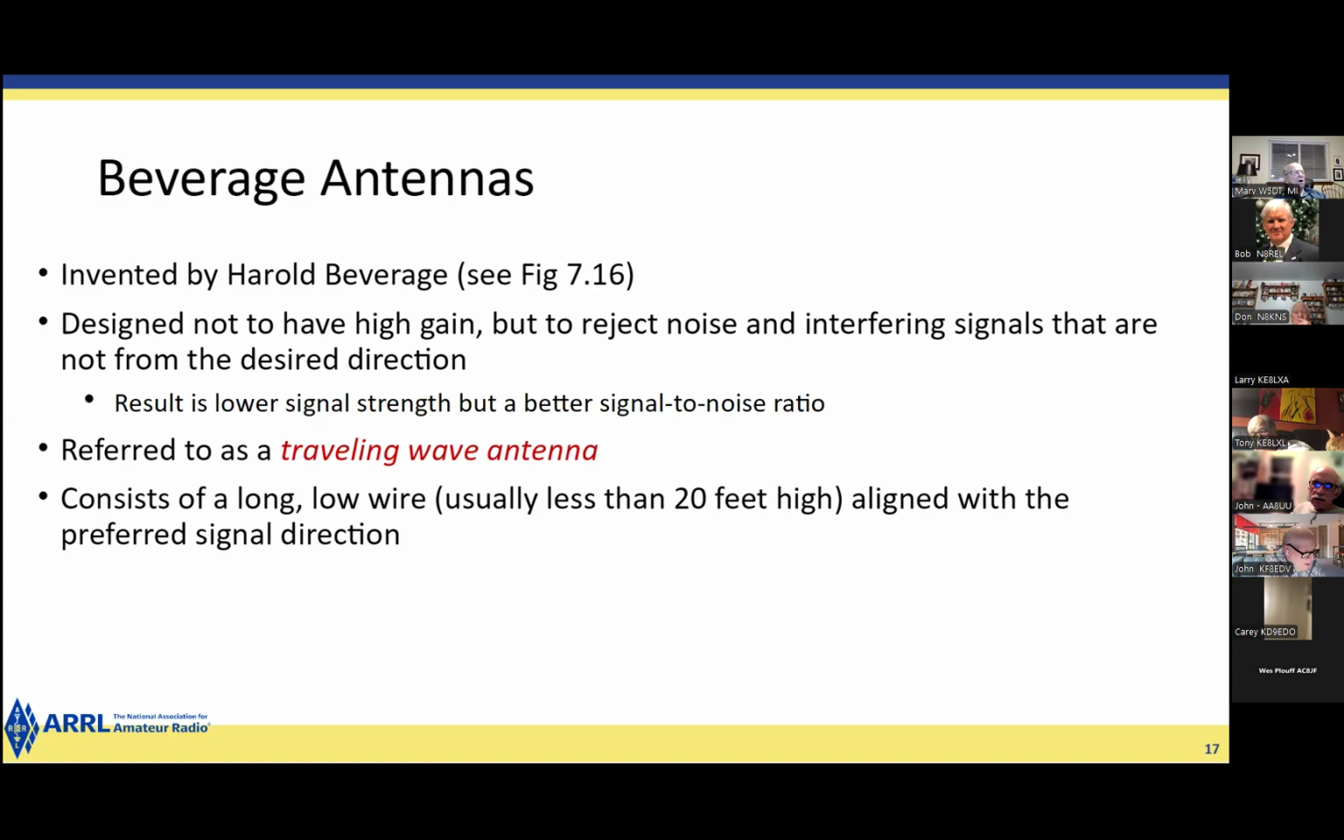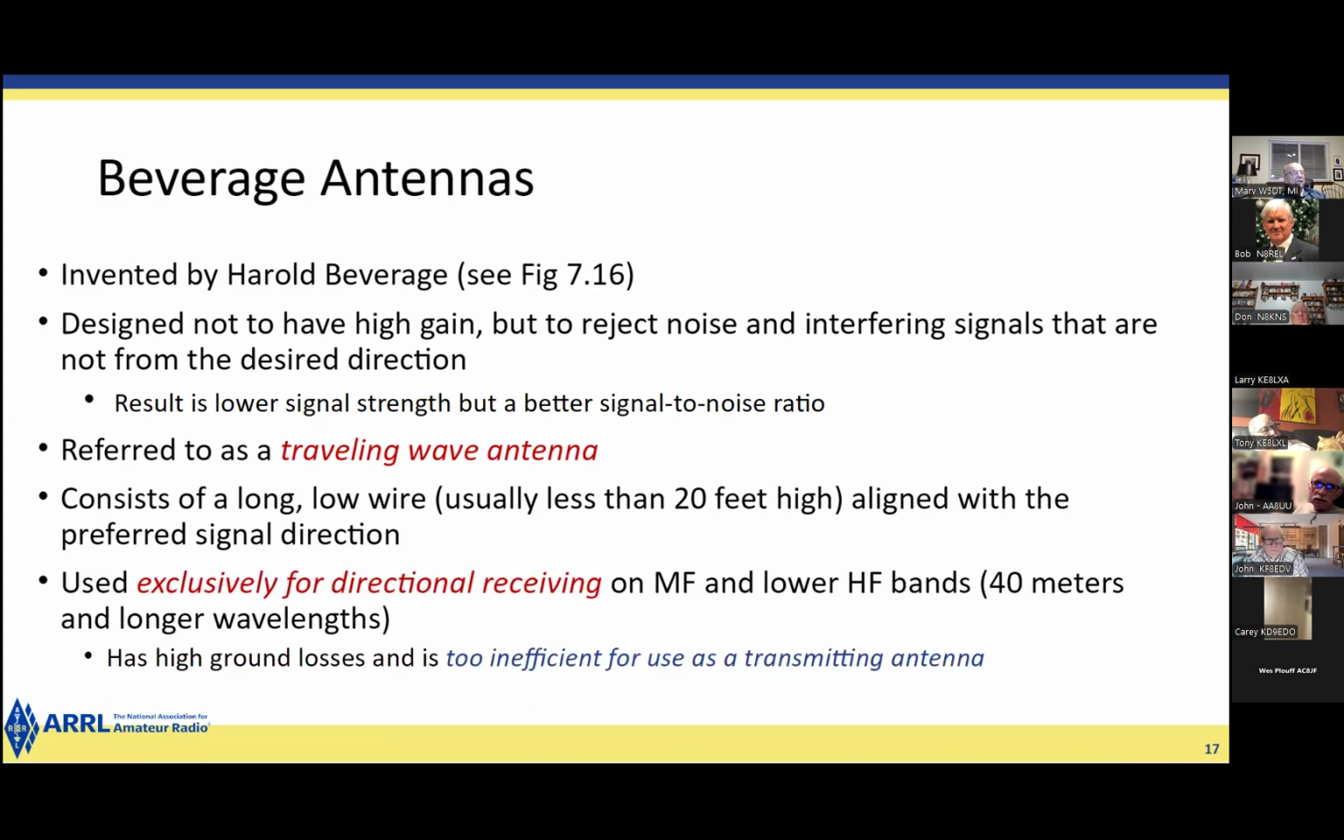They consist of a long, low wire at a height usually less than 20 feet, aligned with the preferred signal direction. And I mean a long antenna, 600 feet, and maybe longer sometimes. They're used exclusively for directional receiving on medium frequency and high frequency bands, 160 meters and longer wavelengths. It has high ground losses and it's too inefficient for use as a transmitting antenna.